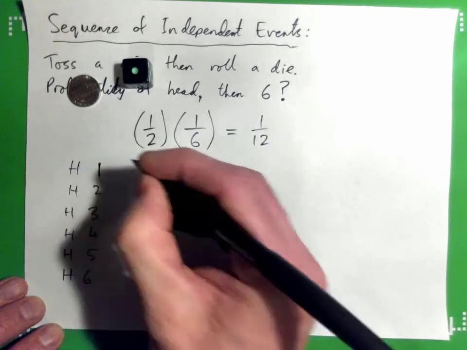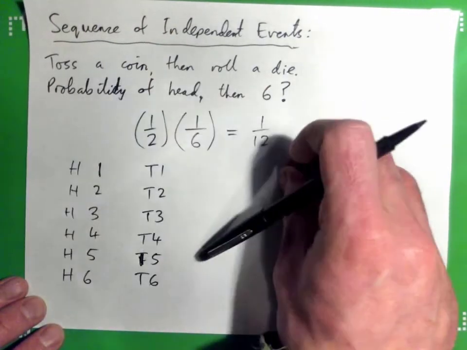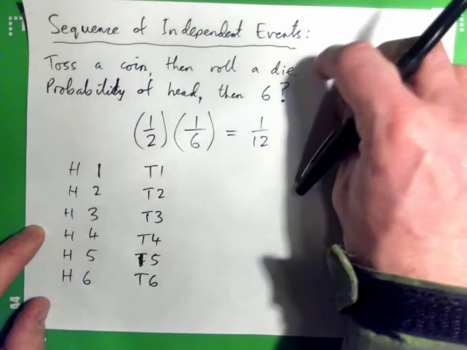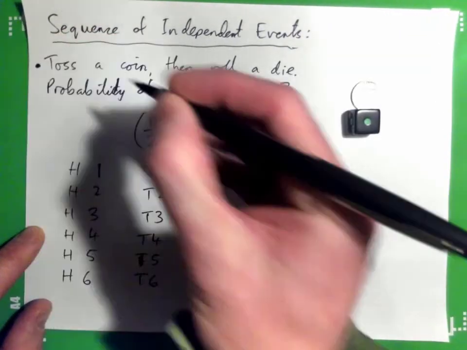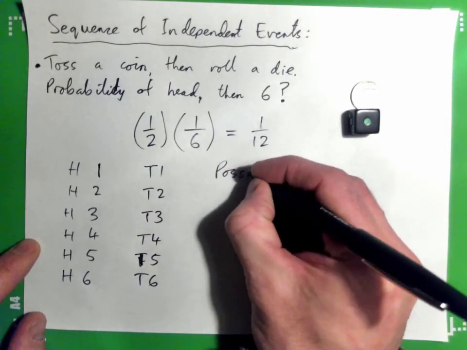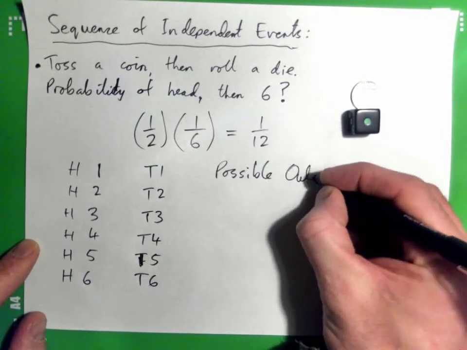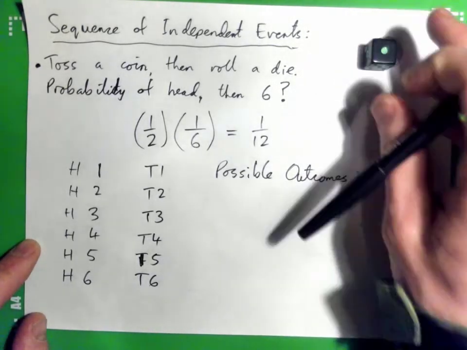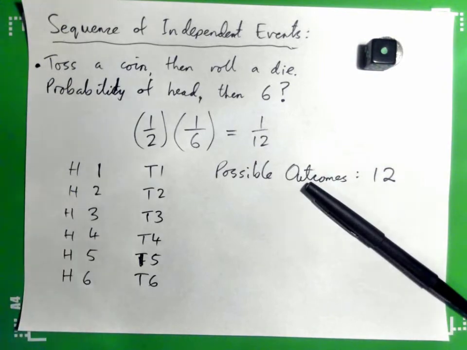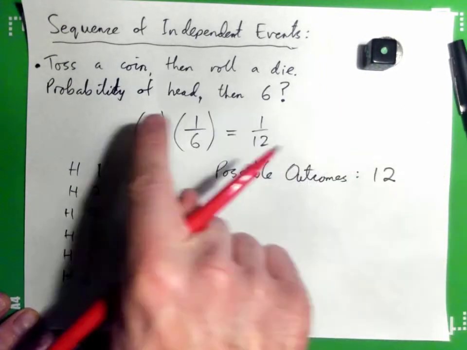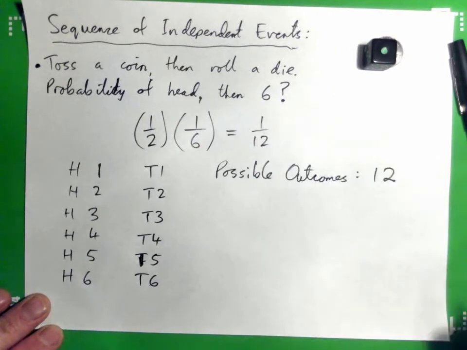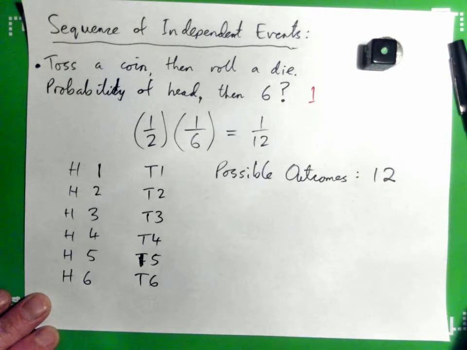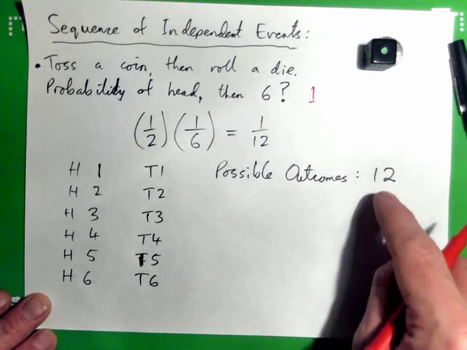Now, how many possible outcomes are there? Because the event is toss a coin, then roll a dice. That's the event. How many possible outcomes do we have? Good deal. We have 12 possible outcomes. And out of those, how many are we looking for? We want to get a head, then roll a 6. That's just 1, right? So we have one success out of 12 possible.